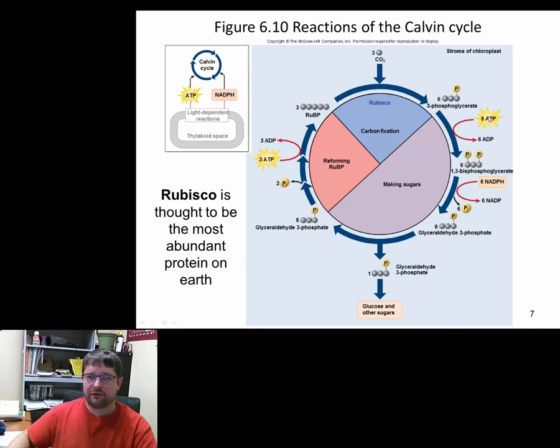It becomes phosphorylated. ATP is used. Okay, 6 molecules of ATP. Okay, and you get 1,3-bisphosphoglycerate. Okay, that's an intermediate molecule. You can see the phosphorylation on this molecule. That's not going to stick around for very long, especially when NADPH is going to be added. Those inorganic phosphates are going to be removed, and you'll get 6 molecules of glyceraldehyde 3-phosphate.